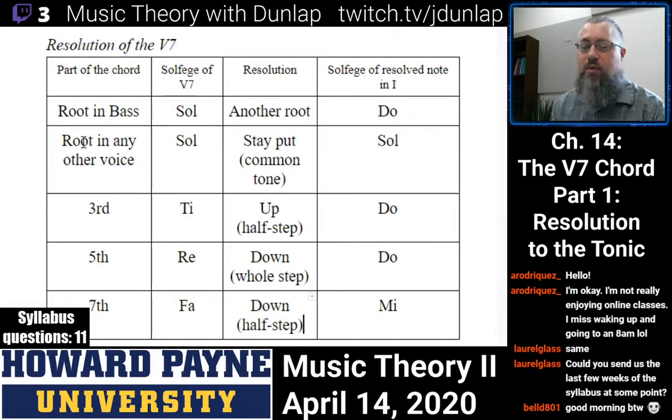This is the case for minor as well. And the only thing that's going to change is that Fa does not lead downward by half step, it leads downward by whole step because scale degree 3 has been lowered. That's the only thing, but we're still following the same tendencies.